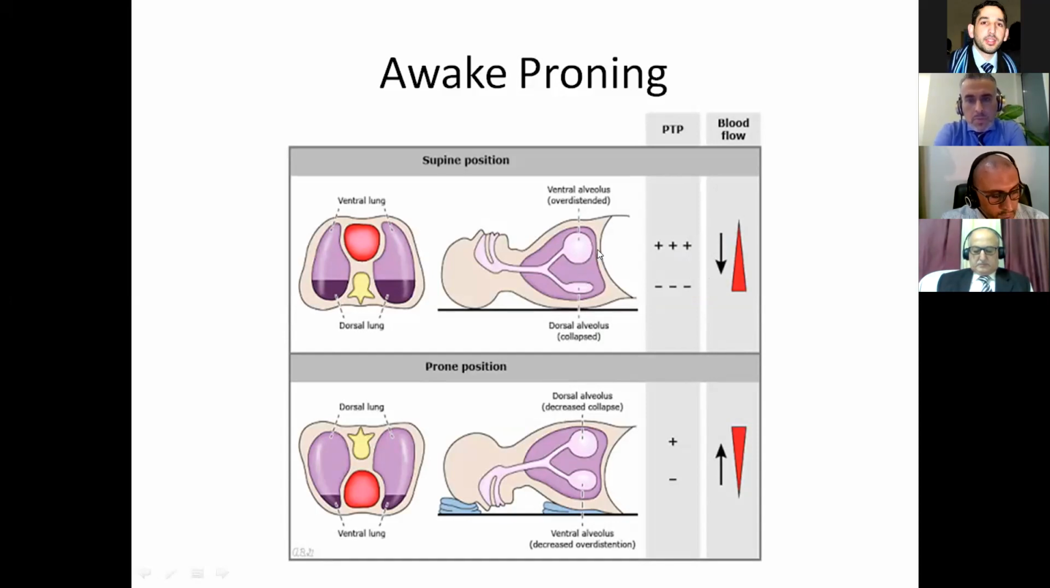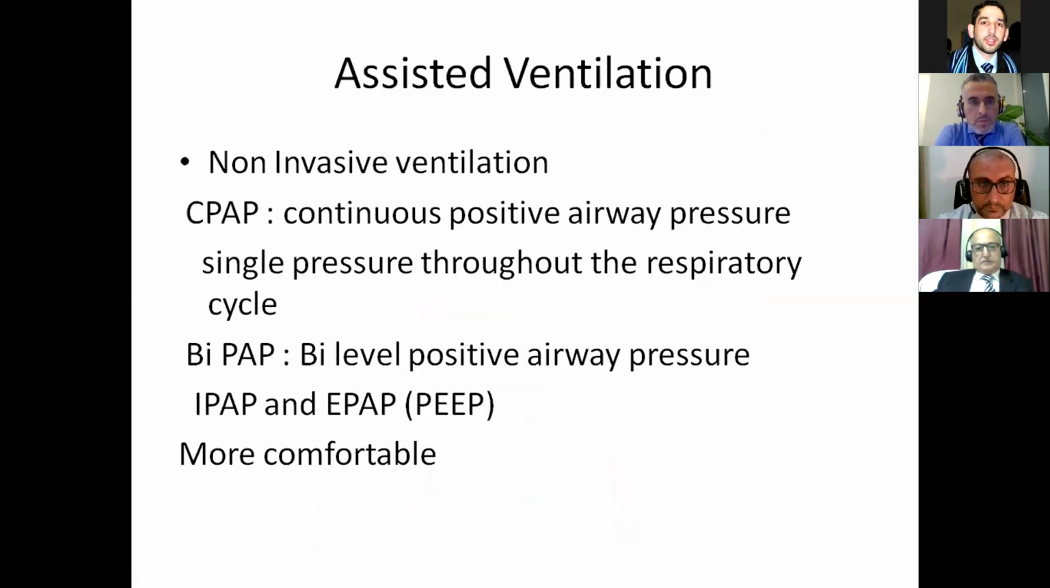So you have got a very big VQ mismatch or a shunt going on over here. The alveoli which are in the front are over distended, whereas the alveoli which are in the back are completely collapsed. So when you prone them, these alveoli also get oxygenated, they improve, and then your blood supply is maintained. So the VQ mismatch is improved and the patient's hypoxemia is improved. So this is where oxygenation by oxygen delivery devices comes in.